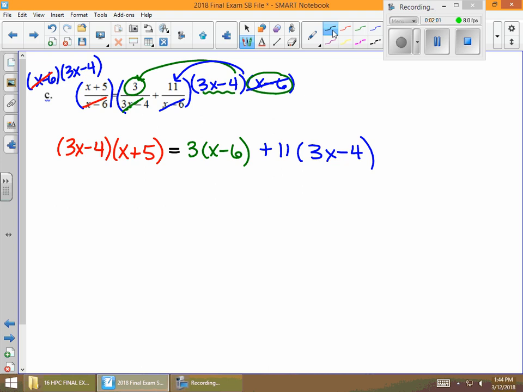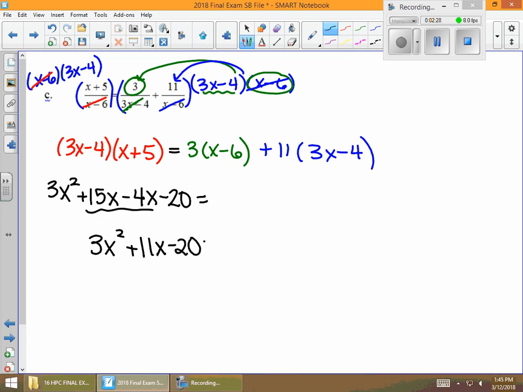I'm going to go ahead and get some steps done here. On the left side of the equation, we have to FOIL. So 3x times x is 3x squared. 3x times 5 is 15x. Negative 4 times x. And negative 4 times 5. And if you want to keep working there, you can combine those middle terms. 3x squared plus 11x minus 20. Left side of the equation is as simple as we can get it without factoring.